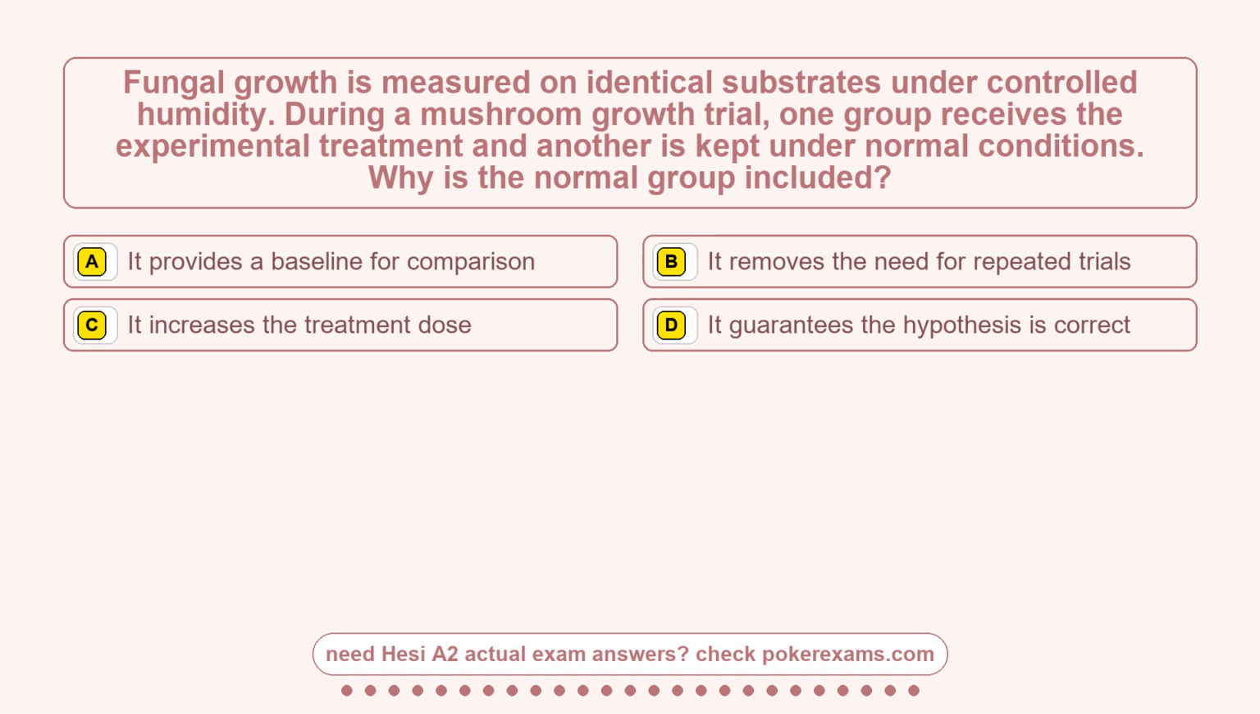Question 21. Fungal growth is measured on identical substrates under controlled humidity. During a mushroom growth trial, one group receives the experimental treatment and another is kept under normal conditions. Why is the normal group included?